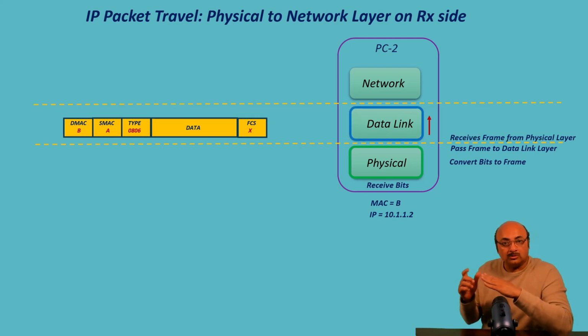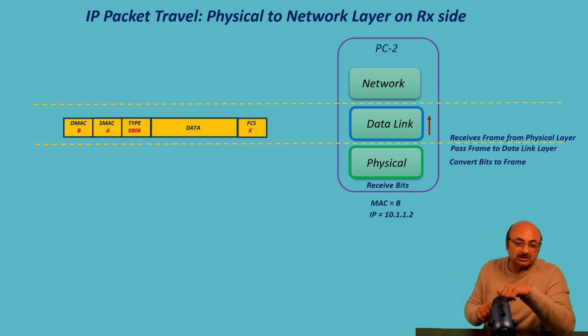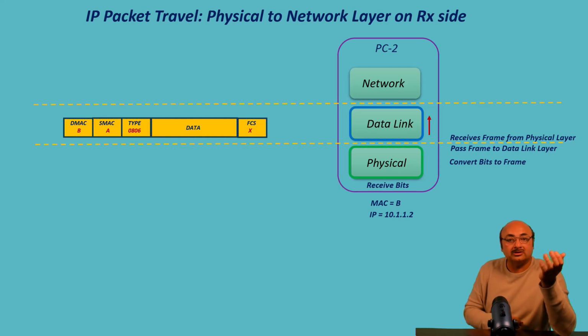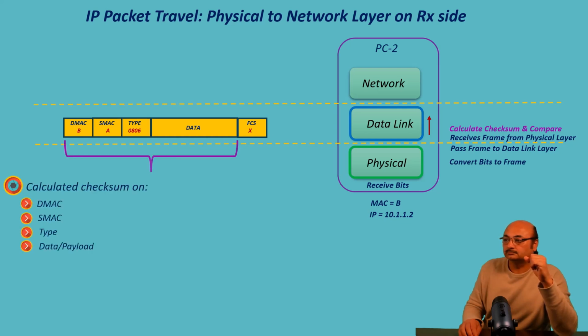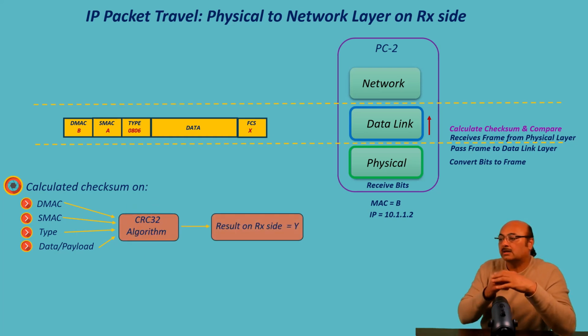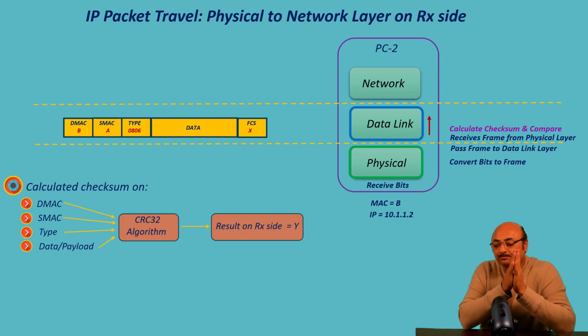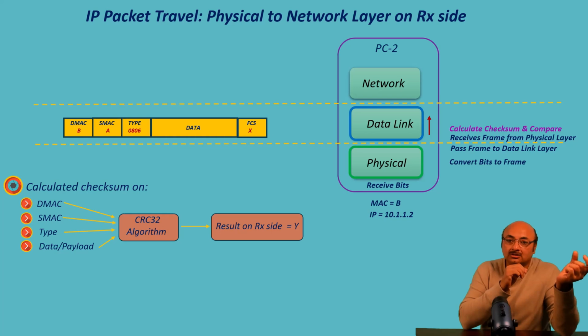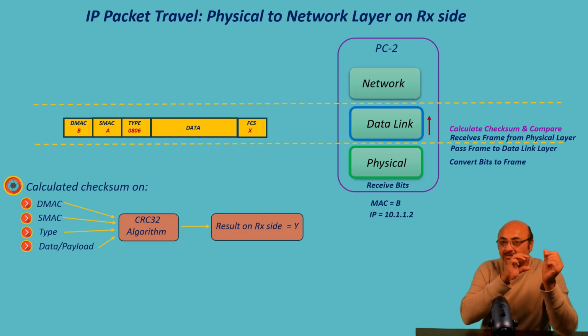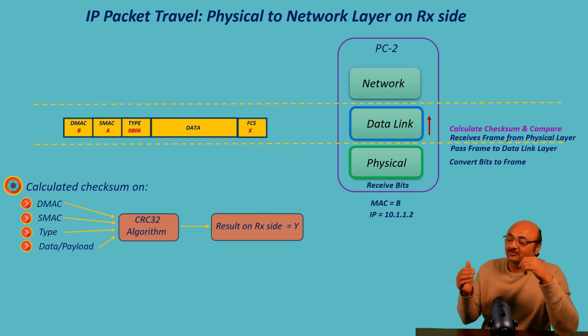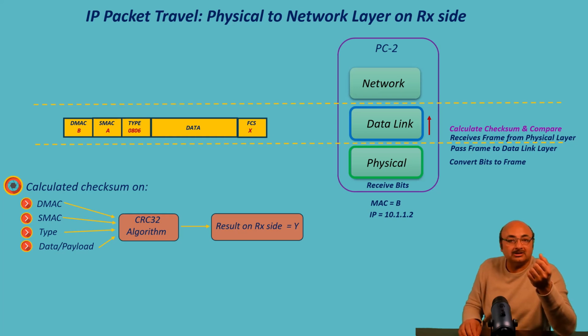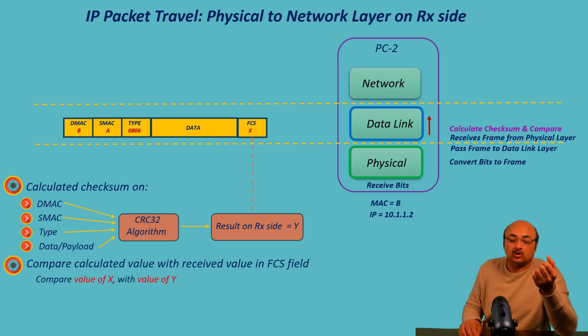The data link layer at the receiving side will now repeat the same operation. It has received the frame and it is going to calculate its own checksum, and it will do the checksum calculation on the exact same fields as was done by the data link layer on the transmit side. And let us say the outcome of this checksum is Y. So X was the value that was derived on the transmit side. It was placed in the FCS field and sent across. And now on the receiving side, we have the value Y. The next step is to compare these values, whether X is equal to Y or not.